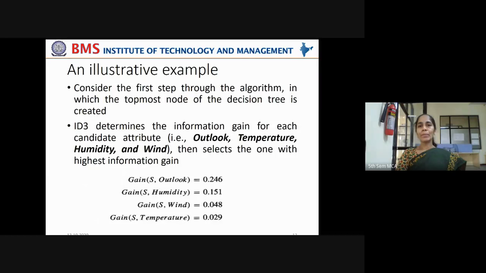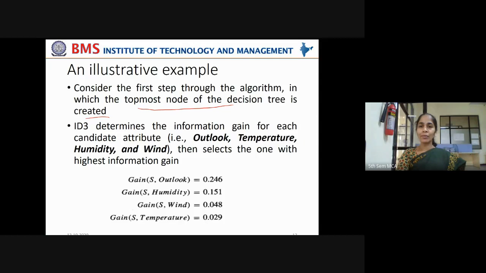Now let us see from the beginning. We have just seen an example between two attributes of how the information gain can be compared. Now let us see from the beginning how a decision tree is constructed by the ID3 algorithm for this particular training example set given. Consider the first step of the algorithm in which the topmost node of the decision tree is created. How is the topmost node created? By calculating the information gain of all the 4 attributes, right?